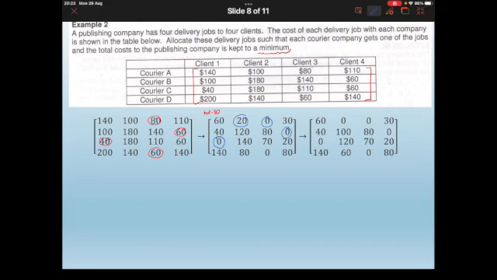A 4x4 matrix. Alright? 60, 40, 0, 140, 0. Because that is 20, take away 20. 120, take away 20. 140, take away 20, which is 120. And 80, take away 20, which is 60. So now, what can you do?